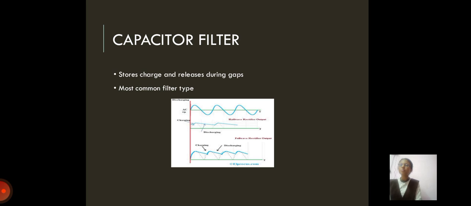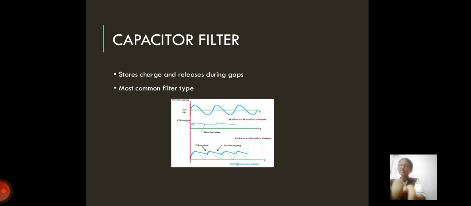The property of the capacitor is that it stores charge. In the capacitor filter, it stores the charge when it is at peak and releases it when there are gaps. Due to this, it effectively smooths the waveform. It's simple and effective. It is the most common filter type. Here it works on the mechanism of charging and discharging.